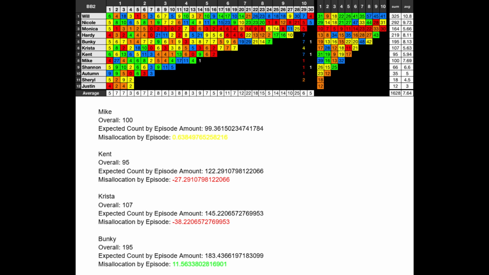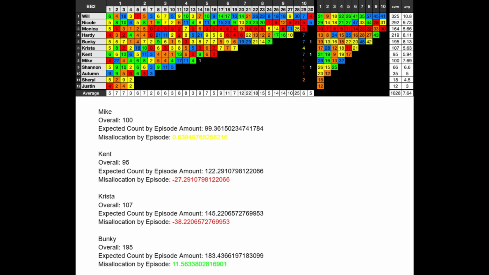Kent has an overall diary room amount of 95, and his expected count by the amount of episodes he lasted in is 122. This causes for a misallocation of negative 27.29. So he definitely has a hugely under-edited confessional count. Krista has an overall confessional amount of 107, and her expected count by episode amount is 145. This causes for a negative 38.22 misallocation for her.